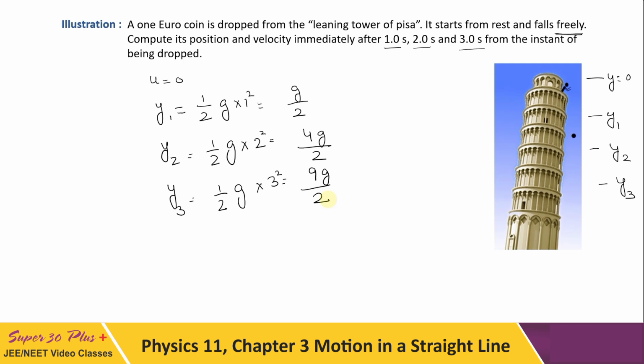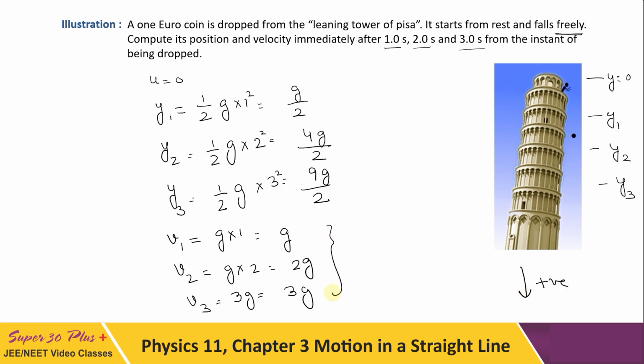Let us now compute its velocity after 1 second, 2 seconds and 3 seconds. So v1, the velocity after 1 second: u is 0, so it will be g into t, g into 1, that is equal to g. v2 is g into 2, so it is 2g. v3 is 3g. Do remember, here I have taken the downward direction as positive, so all the terms are coming out positive. Got it? So there should be no confusion about sign convention. According to your convenience, you can take one direction as positive and then the opposite will be negative.